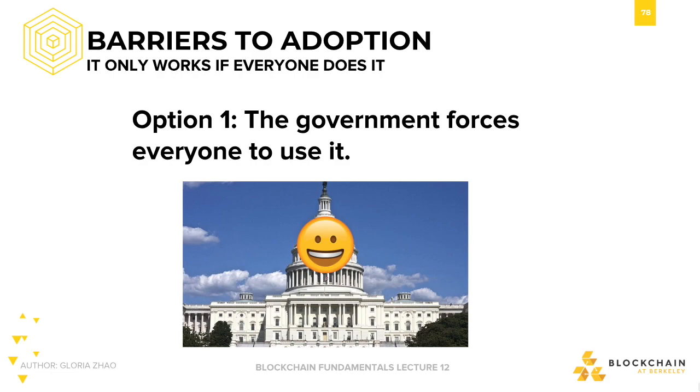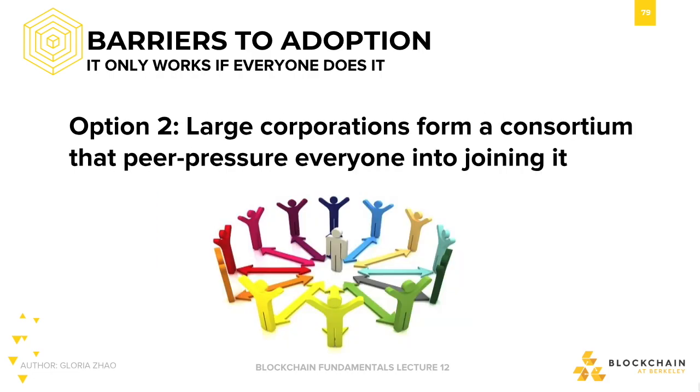I came up with a few ideas. We can have the government force everyone to do it. And then centralization, okay? Or less centralization, but equally also centralization. We get the large corporations to get everyone to do it. So we call this integration by consortium.